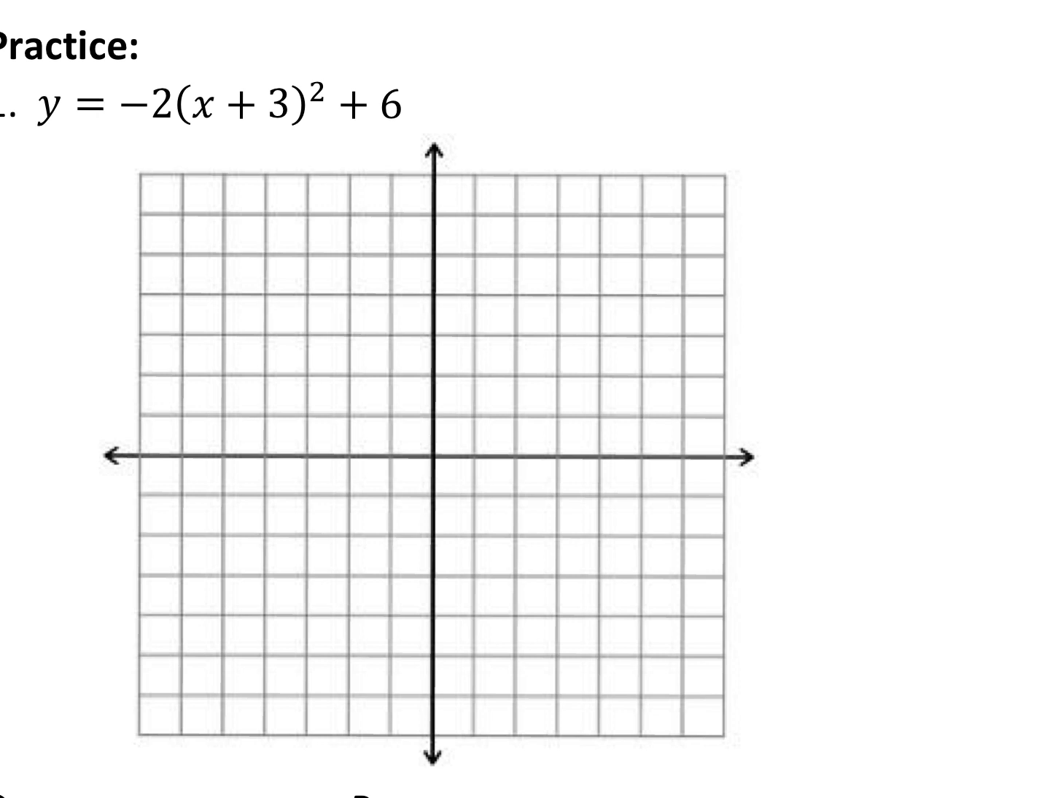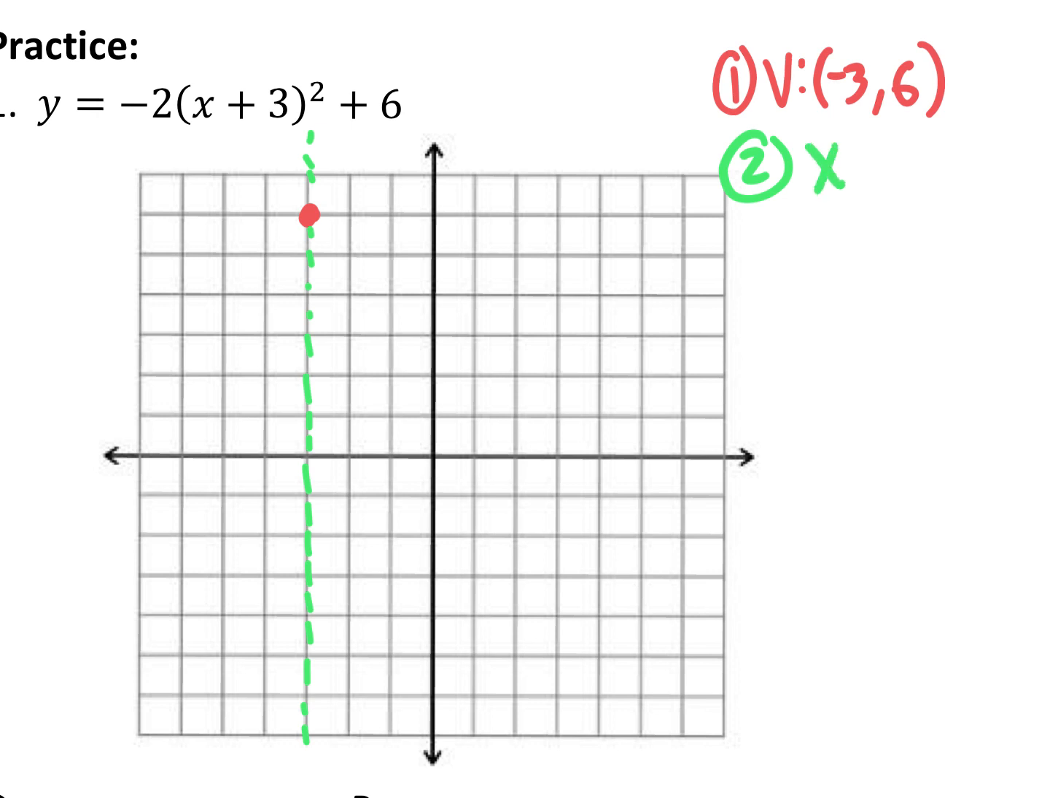Okie doke. So, help me. What's my first step in graphing this parabola? And what is a vertex? -3 and 6. So let's go to -3 on the x. 1, 2, 3, 4, 5, 6 on the y. There it is. What's my second step? Axis of symmetry. There it is. And could somebody give me the equation of that green dotted vertical line? X equals the h value of -3. The x value of the vertex, perfect.